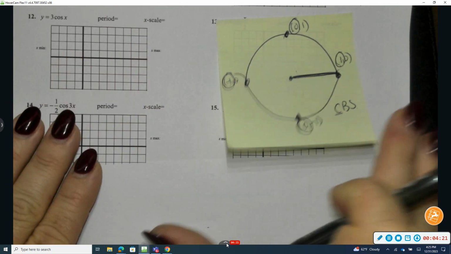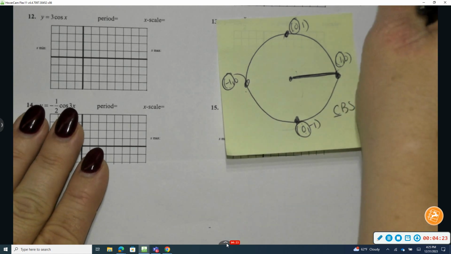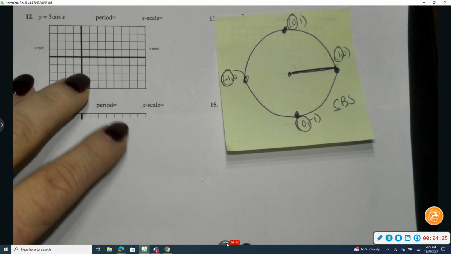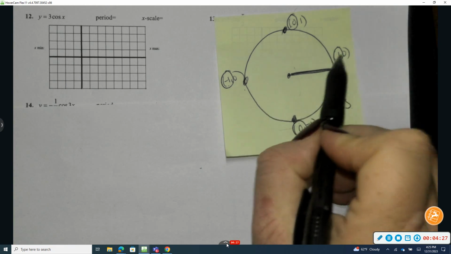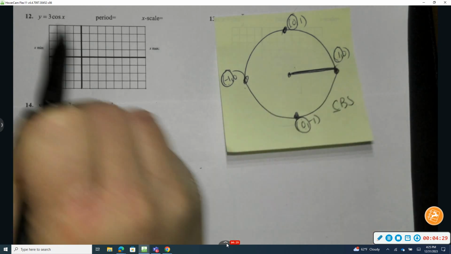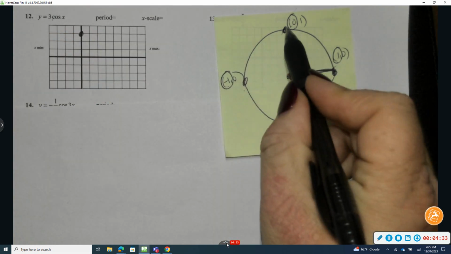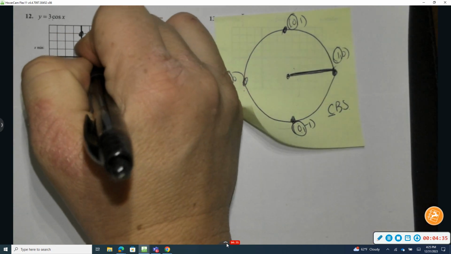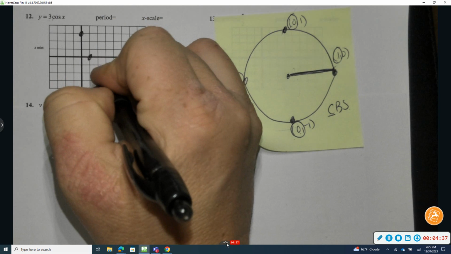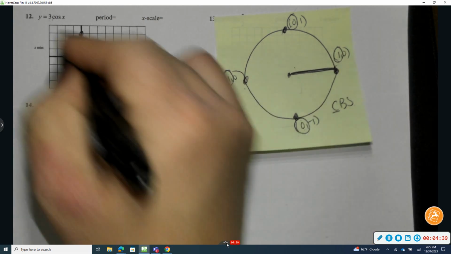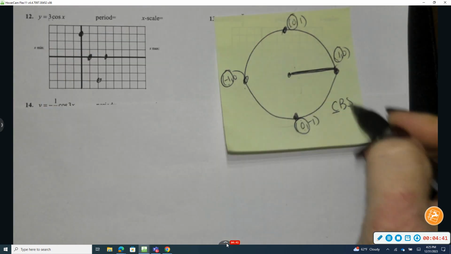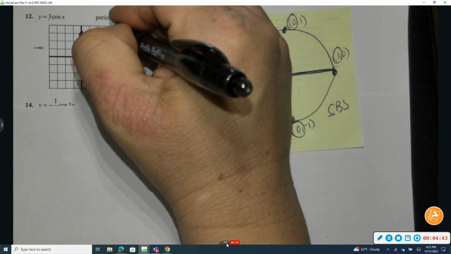Okay, let's look now at number 12. So for number 12, I'm going to take 3, the value out front, and I'm going to multiply it by the starting output cosine value of 1. 3 times 1 is 3. 0 times 3 is 0. Negative 1 times 3 is negative 3. 0 times 3 is 0. And 1 times 3 is 3.